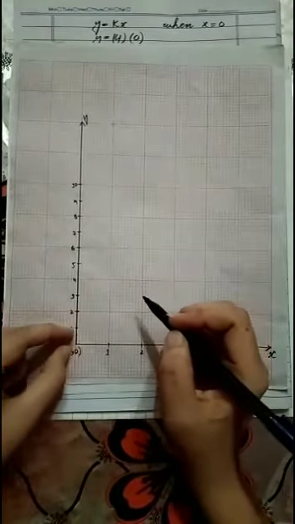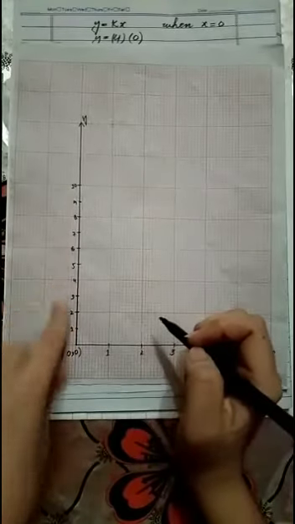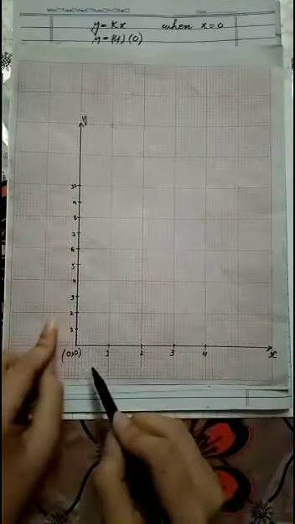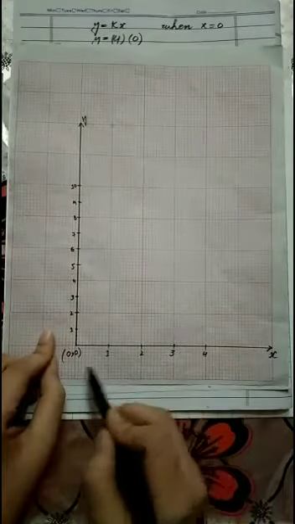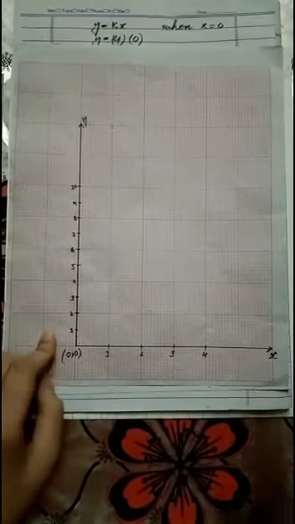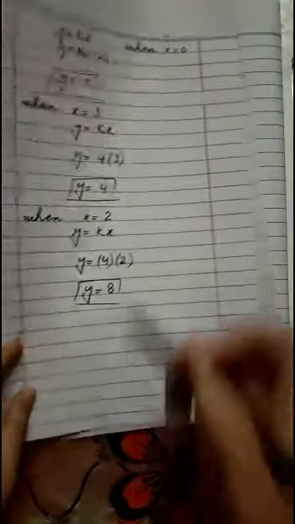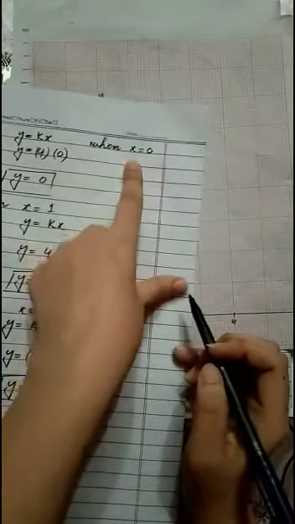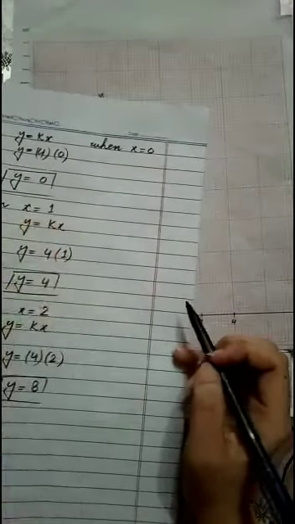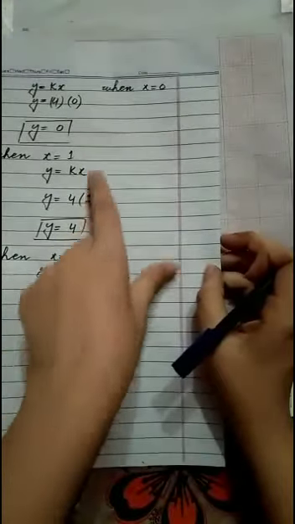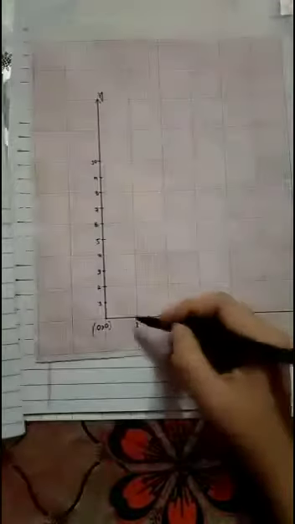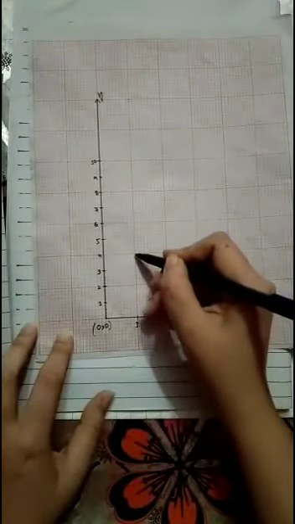Half a big block is equal to 1 centimeter along the y-axis, which means along the vertical side, and one big block is equal to 1 centimeter along the x-axis. So now let's check the values which we have written here. When we put x equal to 0, we got y equal to 0. When we put x equal to 1, we found y equal to 4, which means if x is 1, y is 4.